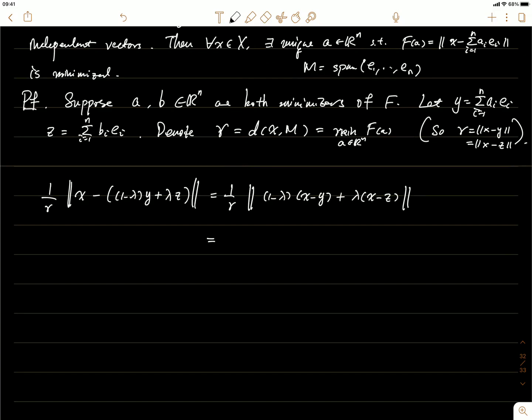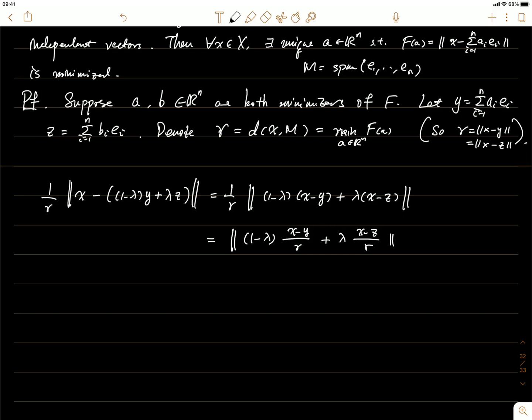Okay, and now from here I can put this r inside. I have a 1 minus lambda because r is positive, right? And I have that 1 minus lambda times (x minus y) over r plus lambda times (x minus z) over r. I'm assuming that the minimizer x is actually outside of this M, because if x is already inside M, then x can be uniquely represented by E1 through En, and there's no way to get two different minimizers. They have to be just x itself. In this case, if x is outside, then r must be positive, so I can write this.